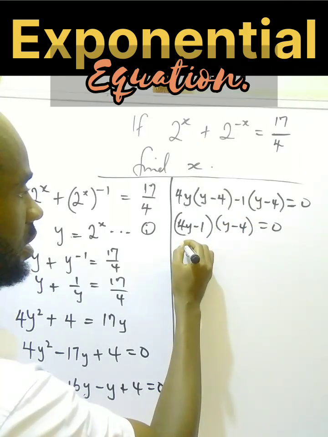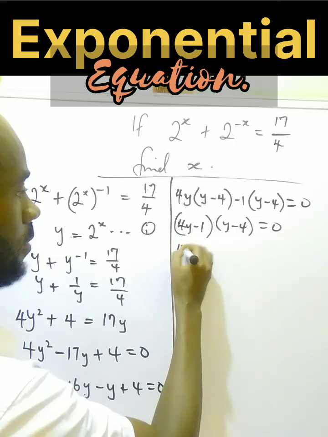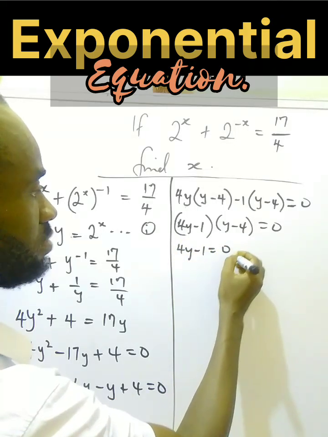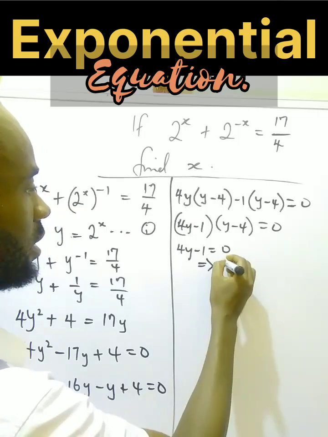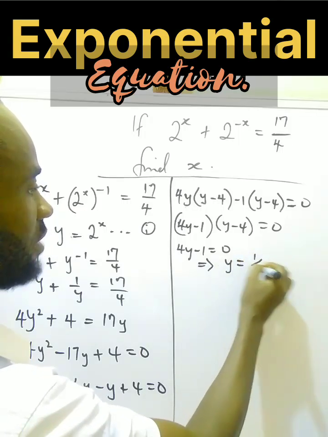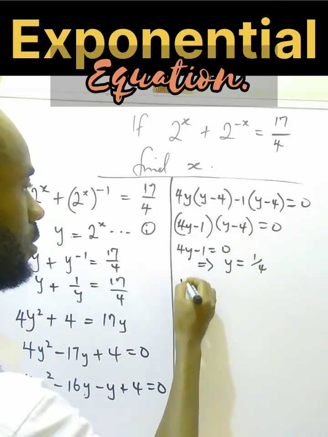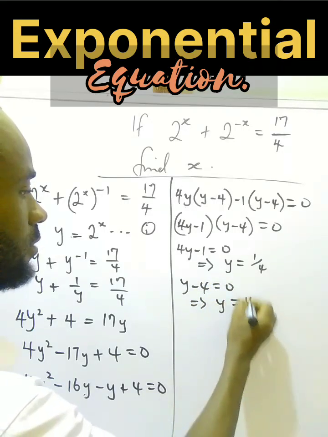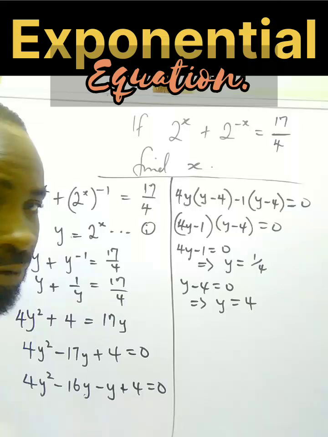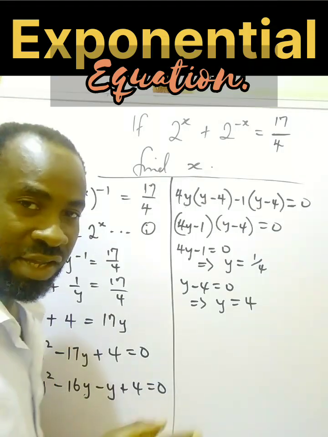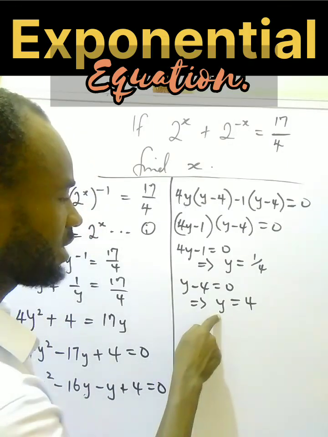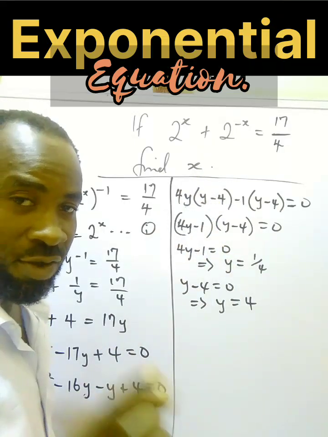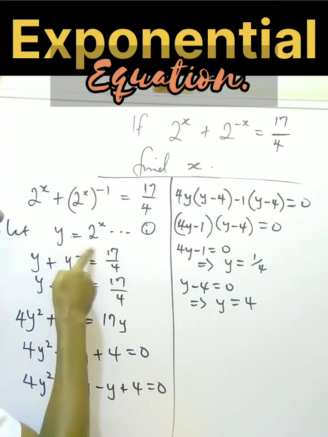This means that 4y minus 1 equal to 0, which implies that y is equal to 1 over 4. And then y minus 4 is equal to 0, which implies that y equals 4. So I've gotten the two values for y. But remember, in this question, we are not asked to find y, we are asked to find the value of x. So this now takes us down to our equation 1 here.